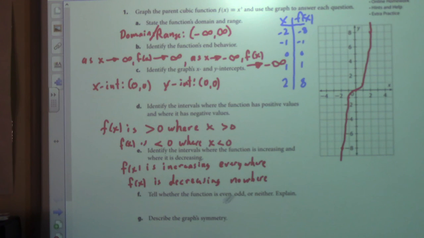This says, tell whether the function is even, odd, or neither. Explain. Is this function even, odd, or neither? It's odd. Why do you know it's odd? Because that's what it was earlier. Okay, so she remembered from that. Very good. She's paying attention.